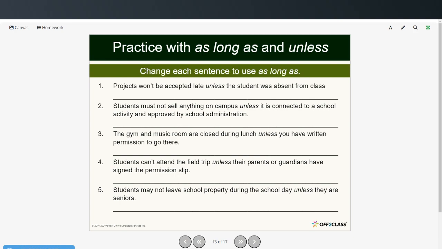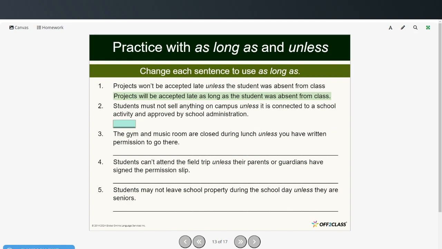All right, so now we're going to go the other way, and you're going to change each sentence from using unless to as long as. So again, you can pause the video, try this on your own, and then restart when you're ready to check your answers. So projects won't be accepted late unless the student was absent from class. So here, projects will be accepted late as long as the student was absent from class.